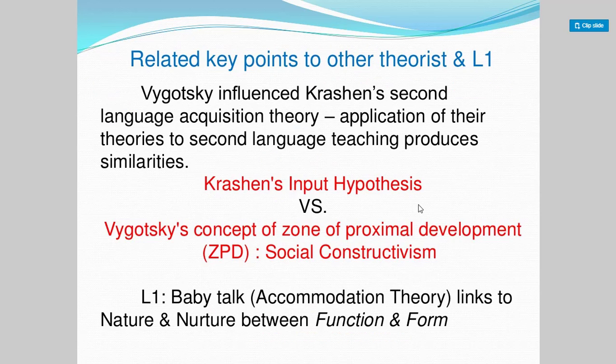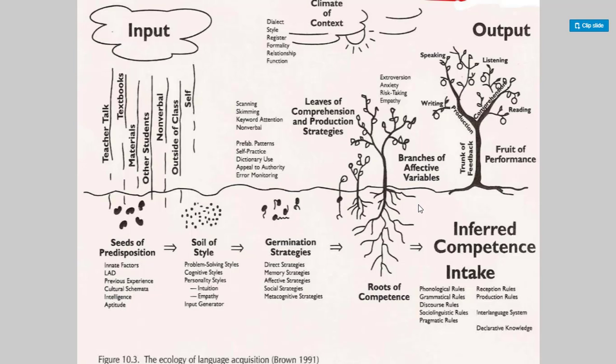Okay. Now, one of the key ideas taken from Krashen was the idea related to Vygotsky, right? Related to the zone of proximal development. So that is called social constructivism. And this idea from Krashen is based on Vygotsky's concepts. And we can see right here this idea related to the ecology of language acquisition. So take a look at that.